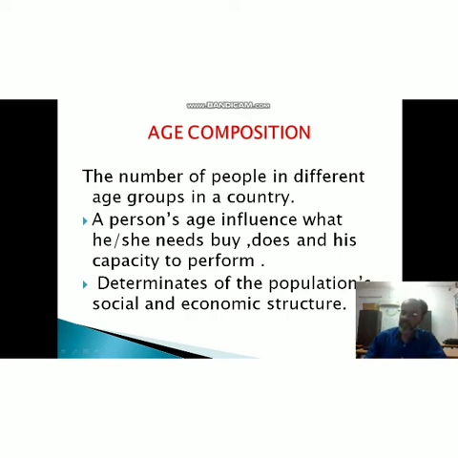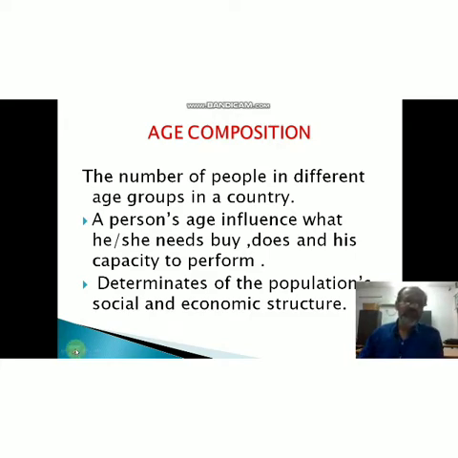Now we will discuss age composition. What is age composition? The number of people in different age groups in a country. This is called the age composition. A person's age influences what he needs, buys, does, and his capacity to perform.